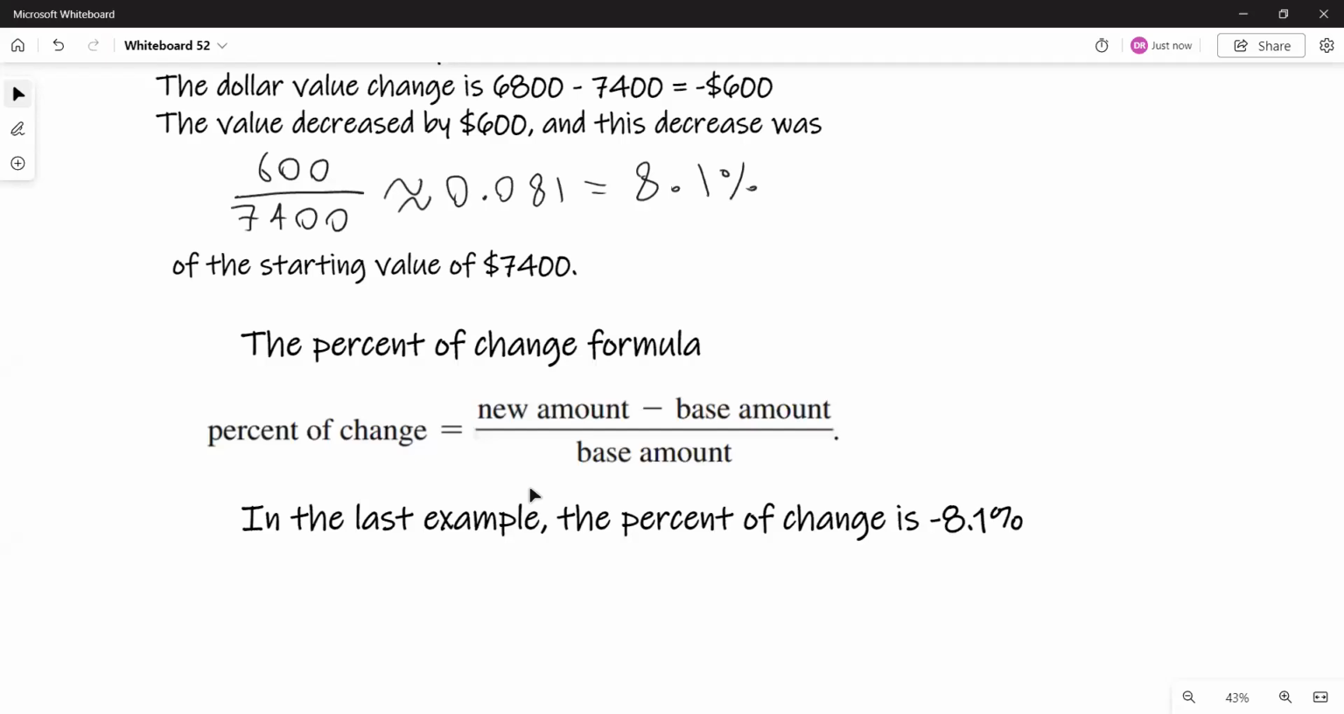So I'm going over number 35. This is about the price of a new home.